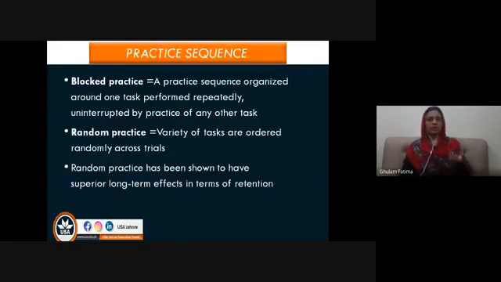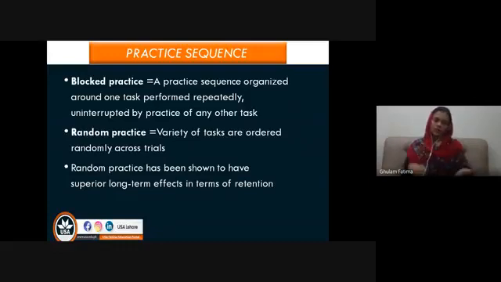Then according to the practice sequence, we have certain types of practice. One is called blocked practice. It is simply that you perform one activity repeatedly without any other. Like you can perform a set of 10 sit to stand, then a break, then again 10 sets of sit to stand. So if you are only performing one task repetitively, this is called blocked practice.